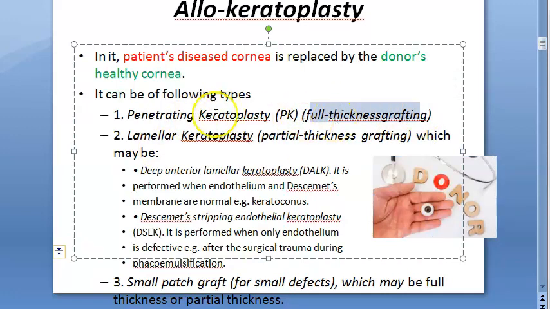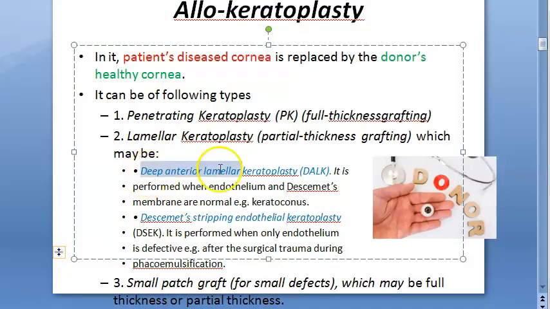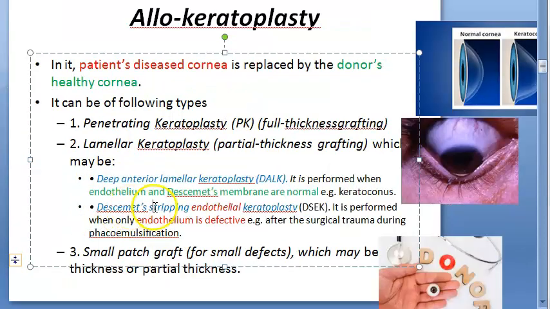Full thickness, all the layers you can see. Lamellar keratoplasty is partial thickness grafting. In this you again have two types: deep anterior lamellar keratoplasty, which they call DALK, D-A-L-K, and then Descemet's stripping endothelial keratoplasty, D-S-E-K. To understand this, you need to know the layers of cornea.